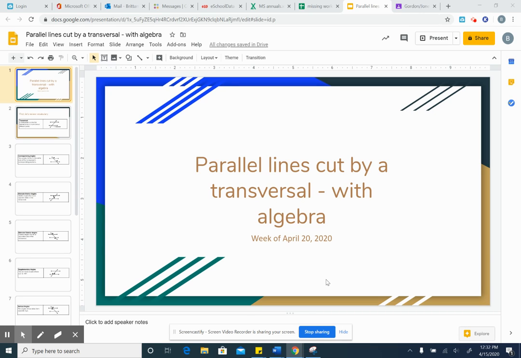Just wanted to make some notes for you all so you can understand what parallel lines cut by a transversal with algebra really means. Basically, this is exactly what we've been doing for the past few weeks, except now there's going to be variables involved. So a little bit more mathematics. Let's start by reviewing some vocabulary.